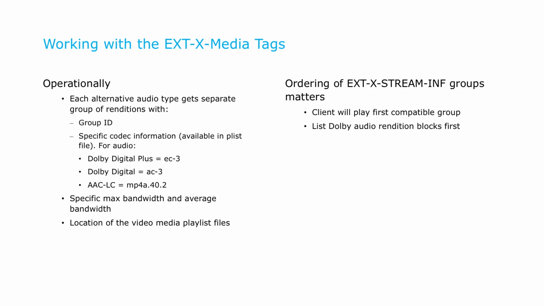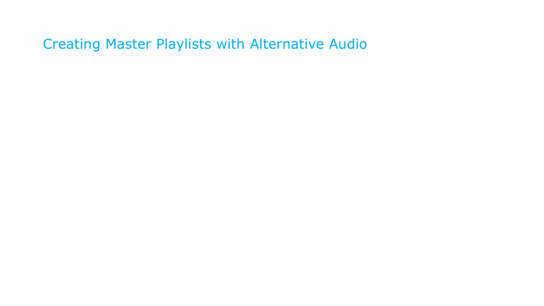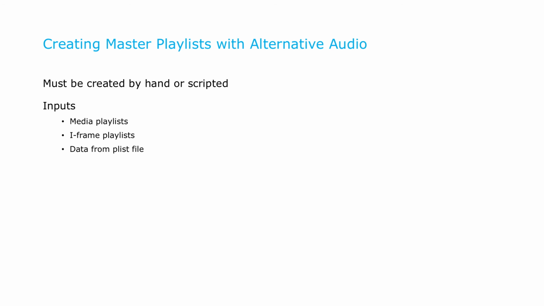Ordering of the EXT-X-MEDIA rendition blocks matters, as the client will play the first compatible rendition block. If you have Dolby Audio in your presentation, you want to list those renditions first. During playback, the client retrieves video segments using the EXT-X-STREAM-INF tag, audio segments using the EXT-X-MEDIA tag, and synchronizes and plays the two. Unlike the media playlists, master playlists have to be completed by hand or are scripted. You'll need the media and iframe playlists and data from the multiple plist files.